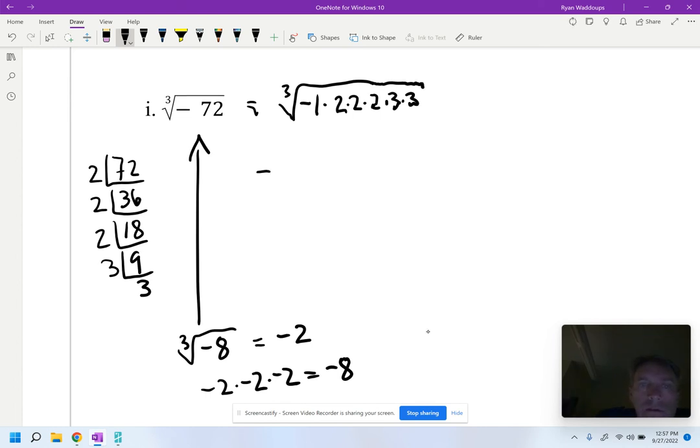And that's going to give me, it's a cube root, so I've got one group of 3 2s, and that's the only group of 3 like numbers that I have. So that 2 is going to come out. It's going to be negative 2, and then the other 2 3s are going to stay under the radical as 3 times 3, or 9, the cube root of 9.